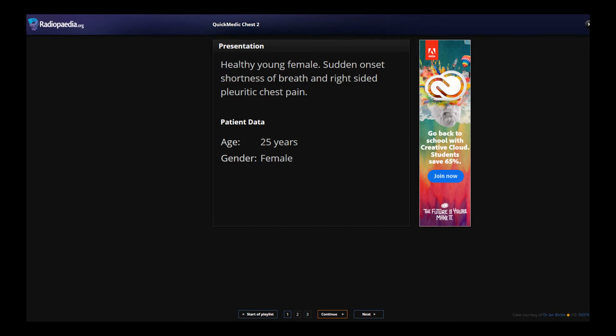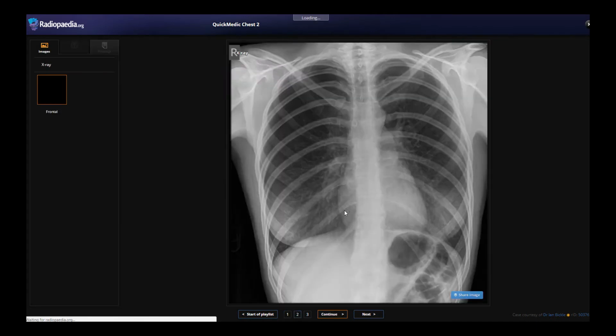The presentation of this lady is that she's a healthy young female with sudden onset shortness of breath and right-sided pleuritic chest pain. Keys are in the history, guys. She's 25 years old, she's female. Let's have a look and see what's going on with her.